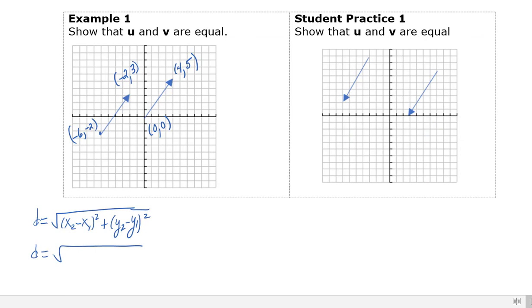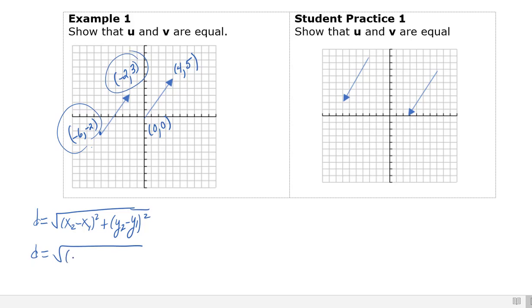To refresh your memory on the distance formula, the distance between 2 points, (x1, y1) and (x2, y2), is the square root of the difference of the x's squared plus the difference of the y's squared. Just like when evaluating slope, the order in which you do this doesn't matter as long as you're consistent. So I'm going to call this point my first point, (x1, y1), and then we'll call this point (x2, y2).